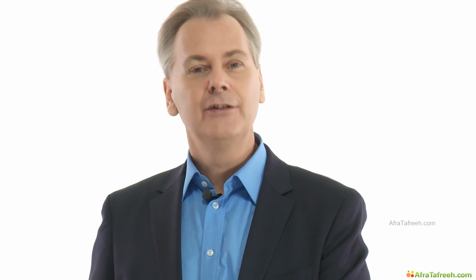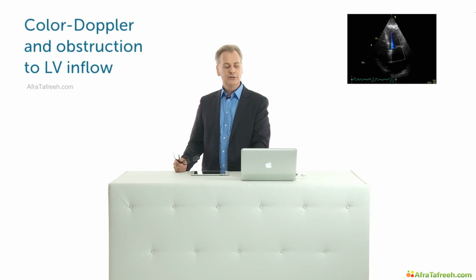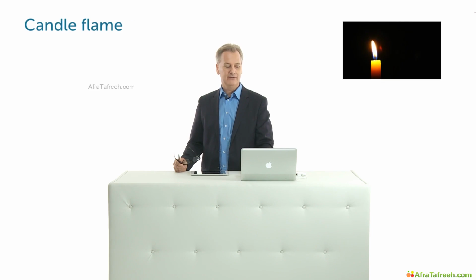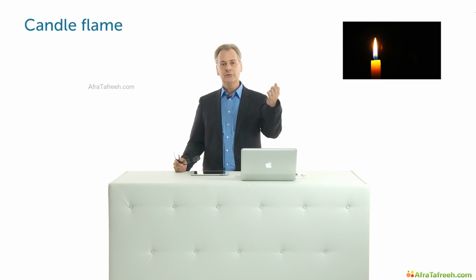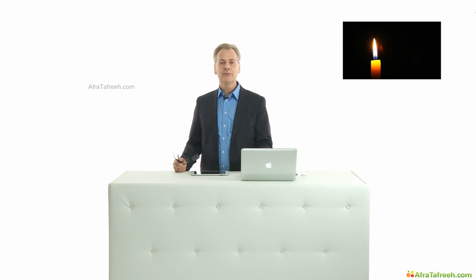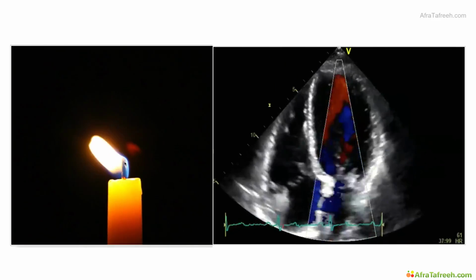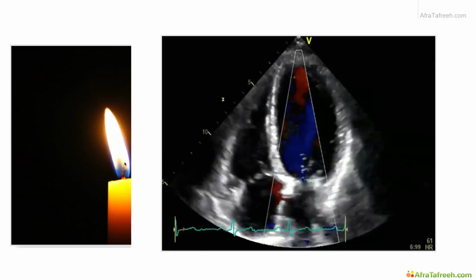Now, what do you do if you have very poor image quality and you cannot really see the mitral valve? In such a setting, what you can use is color Doppler because it helps you to visualize the obstruction to inflow. This is a phenomenon we also call the candle flame phenomenon, because the jet which enters the left ventricle looks very much like a candle flame with high velocity colors or shades in the center of the jet.